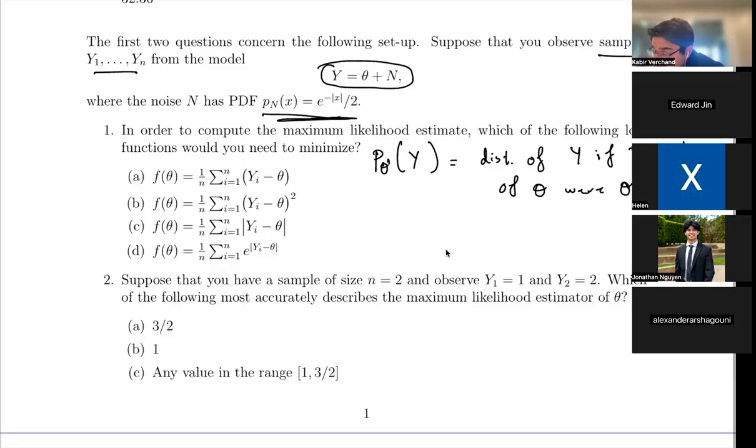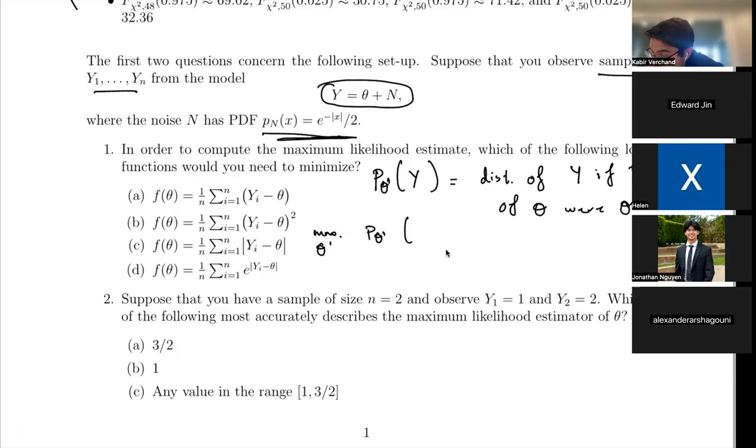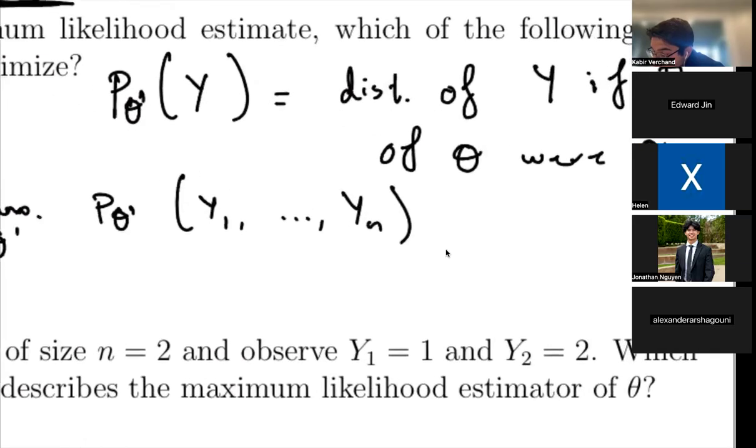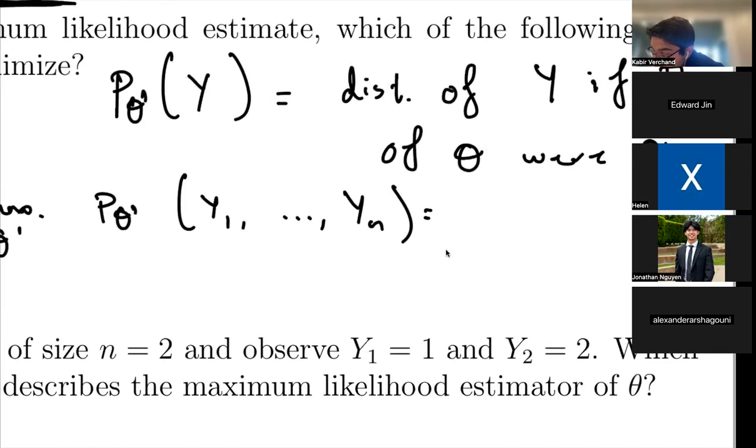What the maximum likelihood estimator then wants us to do is we want to maximize the probability. So we want to maximize over theta prime the probability of seeing everything that we saw, which is y1 all the way to yn. Now, this quantity here, the probability under theta prime of y1 to yn, this is equal to the product from i equals 1 to n of the probability under theta prime of yi. This is because of independence.